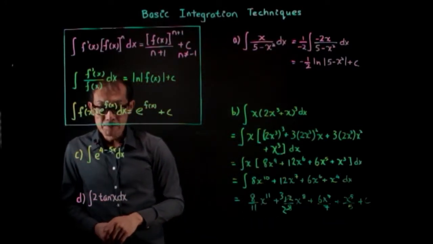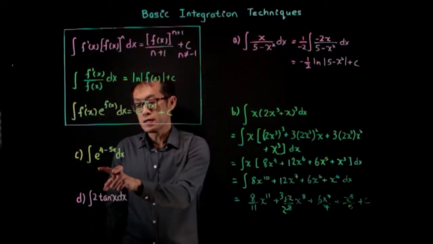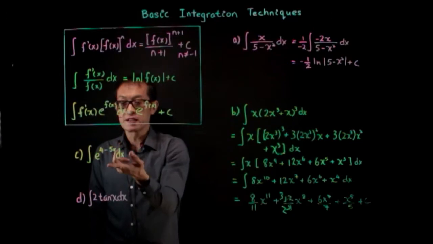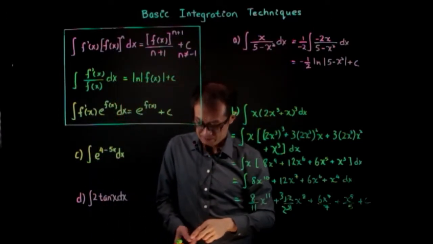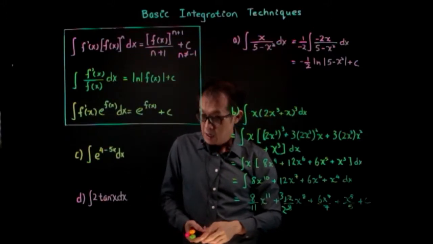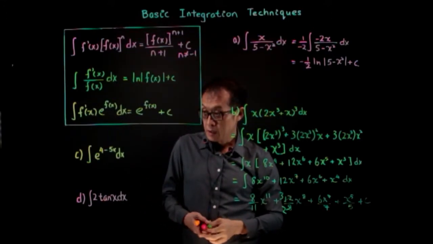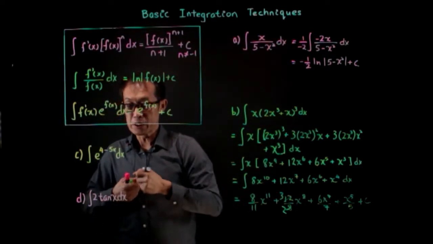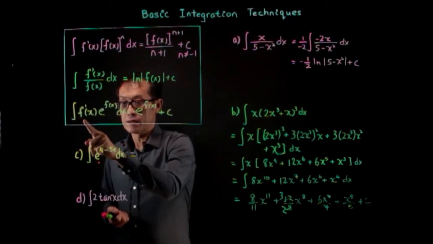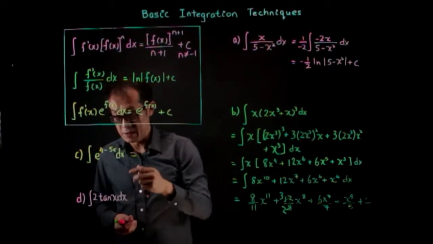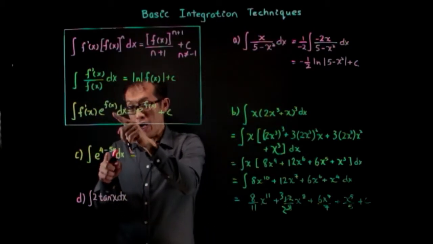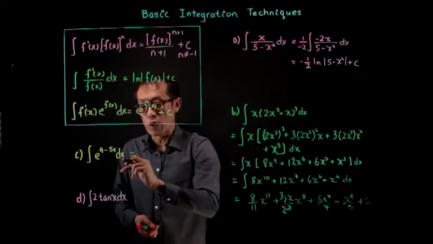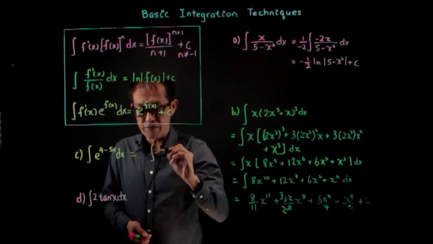Now let's move on to C. Now C is very direct. We will choose formula 3 because that's the only one that has an exponential. To make use of this, we must make sure that this part here is a differential of this. Now your f of x is 4 minus 5x. You differentiate 4 minus 5x, you get minus 5. But this is 1. So what we can do is we put a minus 5 here.